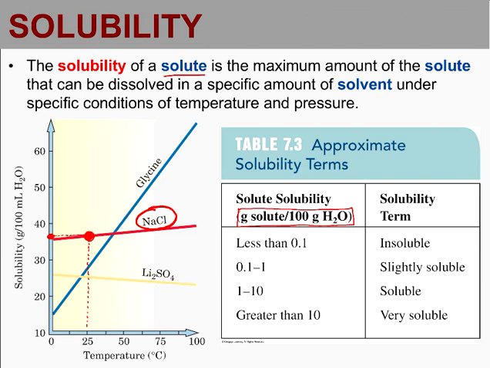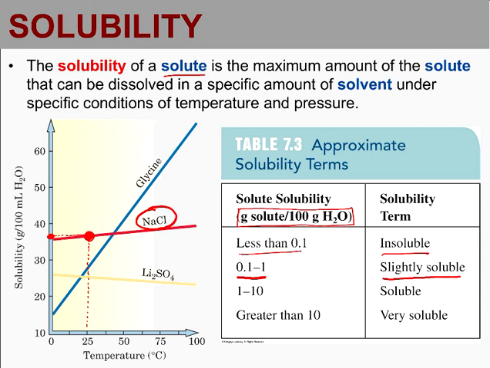All right, now back to our chart on the right-hand side, or our table. Let's say that we are looking at a particle or a solute that has a solubility of less than 0.1 grams for every 100 grams of water. We would consider that insoluble because it really isn't dissolving very well. But if, let's say, 0.1 to 1 grams of solute dissolve, then we would say that's slightly soluble.